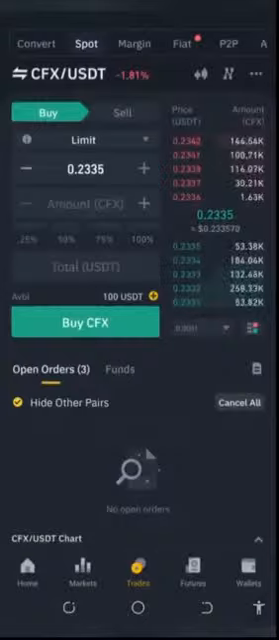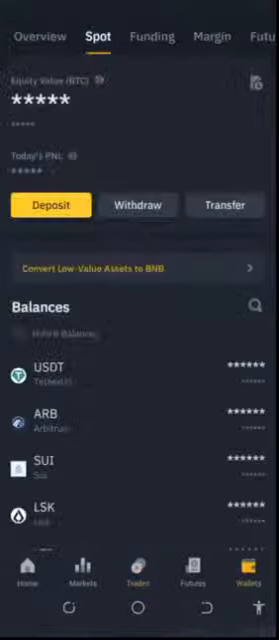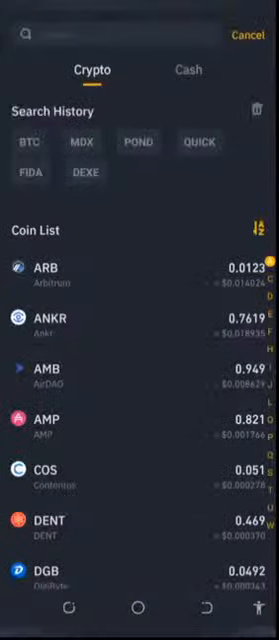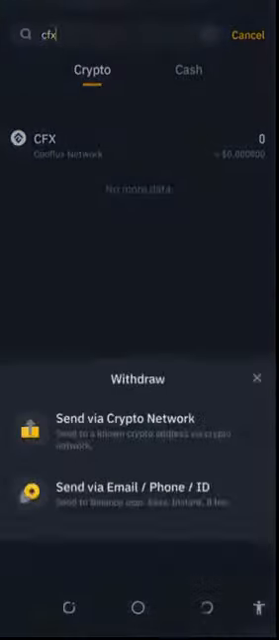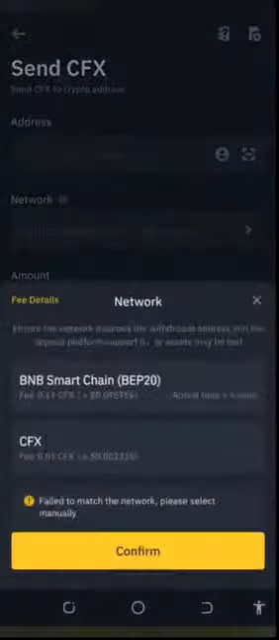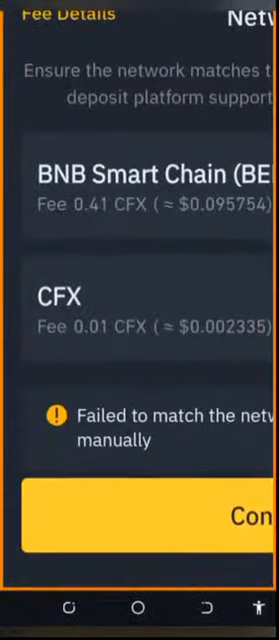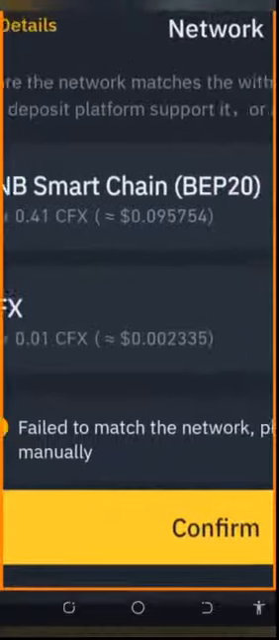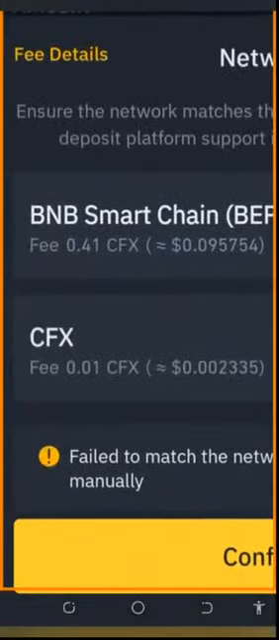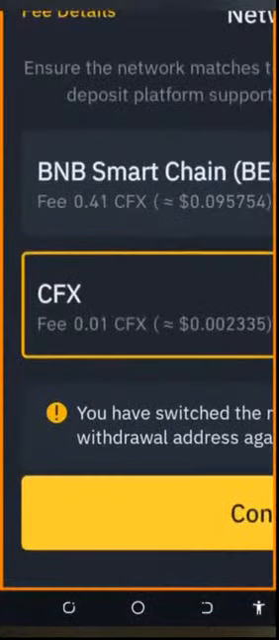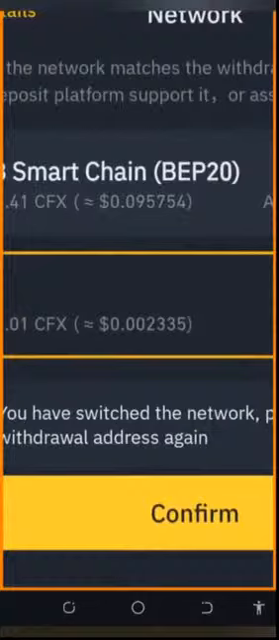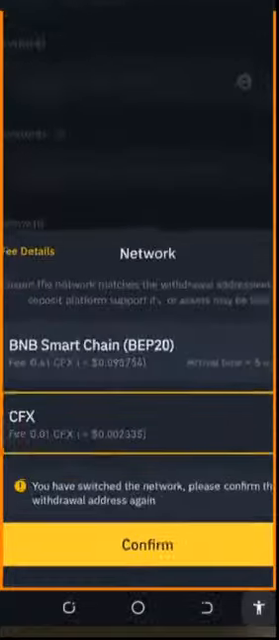Okay, so for us to withdraw this, if we have to withdraw it, let's just look for Conflux, CFX. All right, Conflux network. So what is it to withdraw it? Let's check it out. We have BEP20 and we have CFX. Does it say Conflux eSpace? I'm not seeing eSpace, but I'm seeing CFX. So let's click on CFX. How much is it? It's about 0.002. That's less than 1 cent.